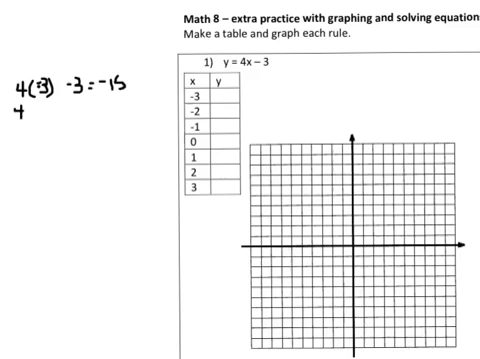So we're going to do 4 times negative 2 minus 3. So that's negative 8 minus 3, and that's negative 11. Continue, 4 times negative 1 minus 3. So that's negative 4 minus 3, which is negative 7. So at this point, I'm going to go ahead and fill in the table with the values that you should have gotten.